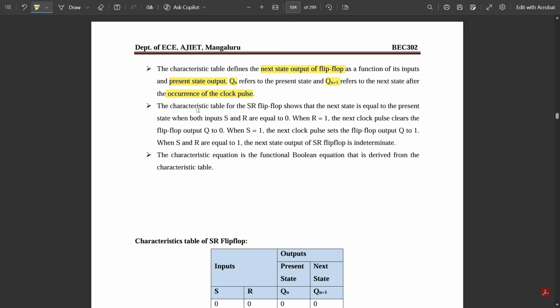So the characteristic table for the SR flip-flop shows that the next state is equal to the present state when both inputs S and R are equal to 0.